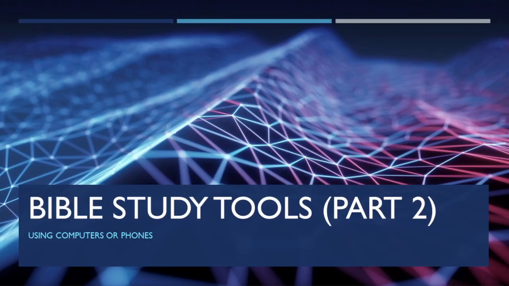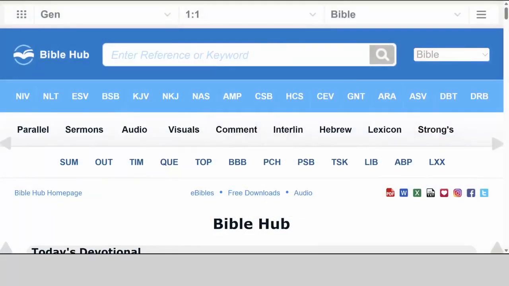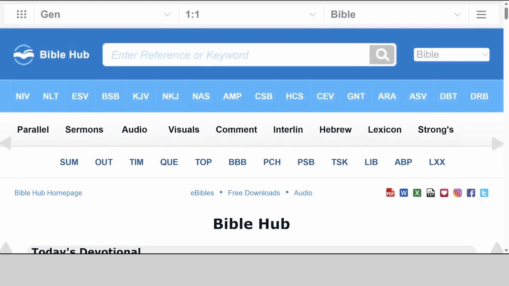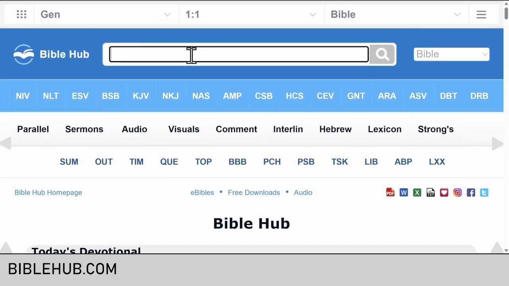So, first of all, I want us to take a look at something that is called Bible Hub. BibleHub.com is the website that you can go to, and it has a number of tools here that will help us in our study of different passages in the Bible. So last time we were using 2 Corinthians chapter 3 as an example. So we'll go ahead and type that in up here at the top and hit enter.